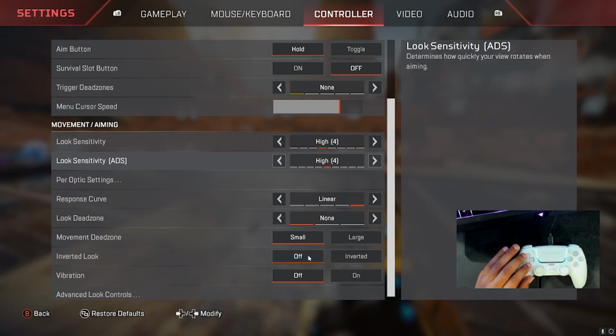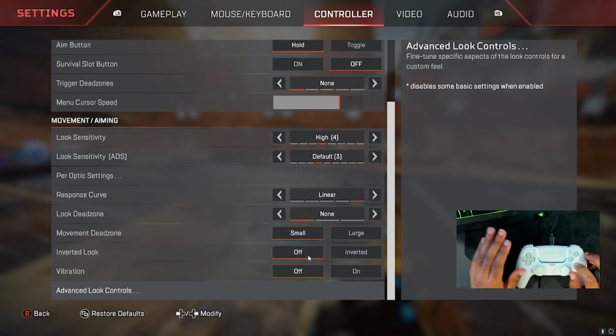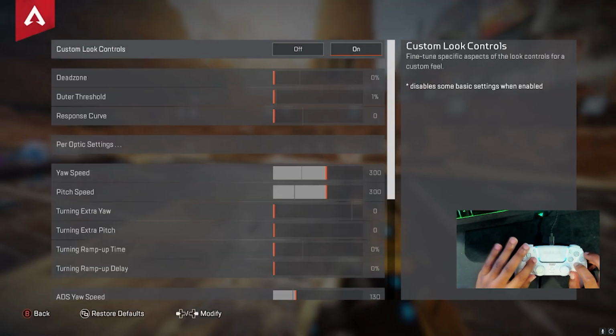Now, if you want to go linear, I would recommend either a 4.3 or 4.4. These are very fast in their own right, and it's going to be very helpful for the mid to long range. And like I said, if you're looking for more and you want to work your way up, I definitely recommend, at a later point, trying advanced stick controls.